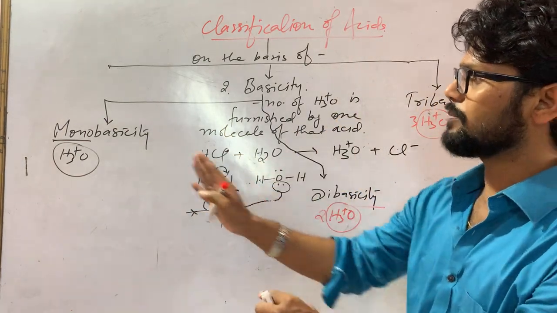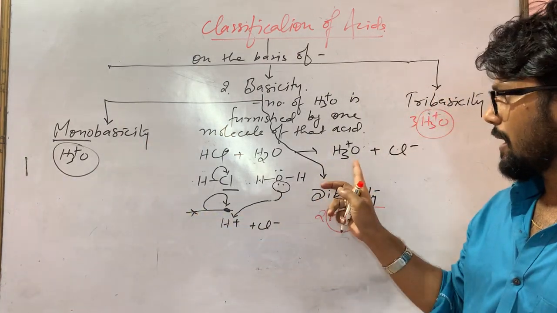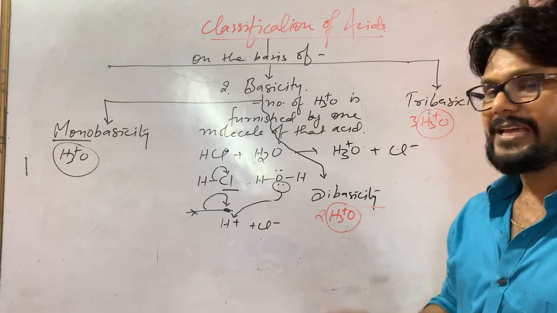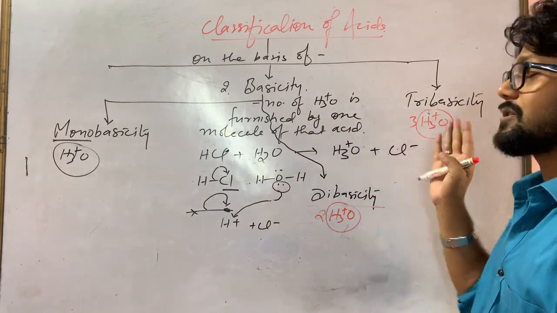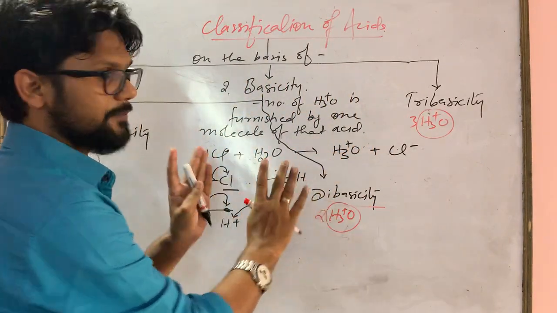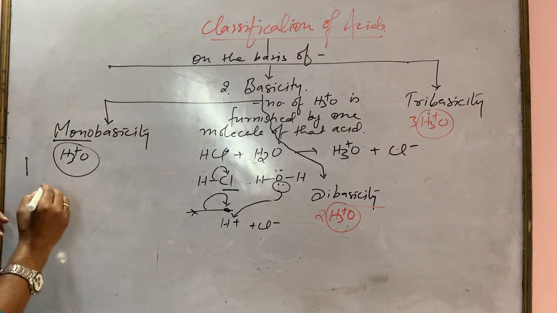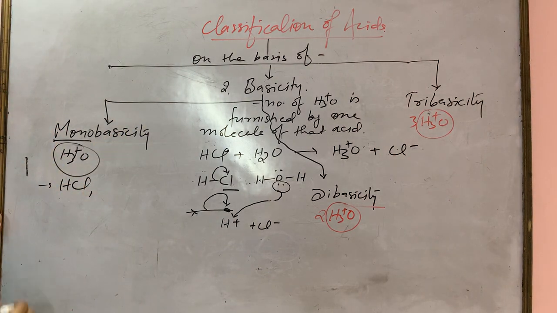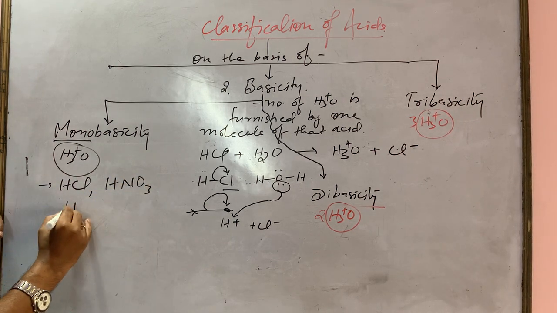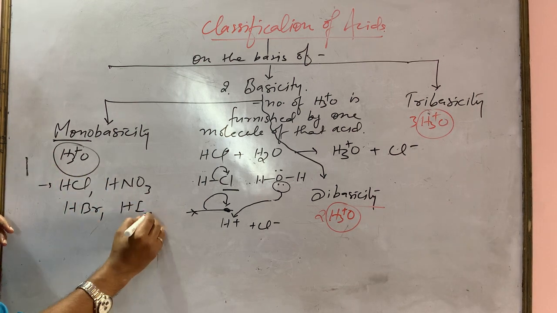The same concept will apply for all. If it is giving 1 hydronium ion, it is called monobasic. If it is giving 2, it is called dibasic. If it is giving 3, it is called tribasic acid. The explanation will be the same for all. So I am going to write examples of monobasic acids. Examples are HCl, HNO3, HBr, HI. These are all monobasic acids.